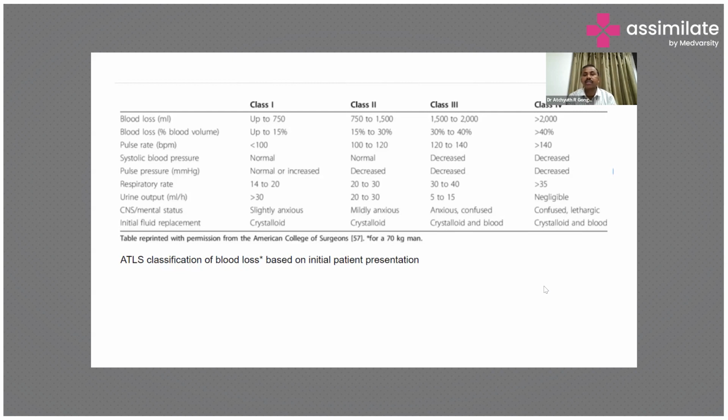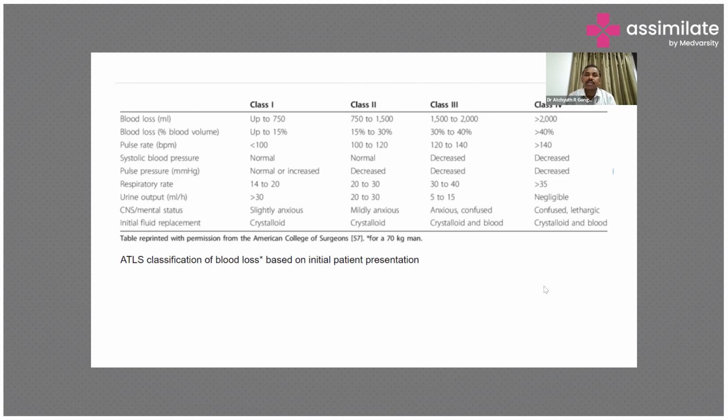Class 2, that is 15 to 30% of the total blood volume is lost, 750 ml to 1.5 liters. The pulse rate, there can be mild tachycardia between 100 to 120. Systolic blood pressure is still maintained, and the pulse pressure is narrowed because the diastolic pressure is increased. Respiratory rate increased to 20 to 30. Urine output drops down to about 20 to 30 ml per hour. Patient is again anxious, and even here, the initial fluid of choice is crystalloid.